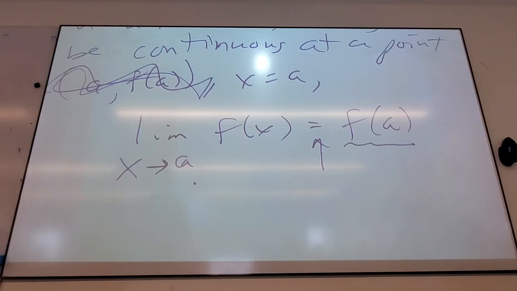I love this idea. It's so in your face: for it to be continuous, the two things have to agree, the two ways. Does it look like it's going to the same place? And does it actually get there? Those are the two separate ways we've looked at graphs. What's the limit doing? What's the function value doing? Those two equal, continuous.